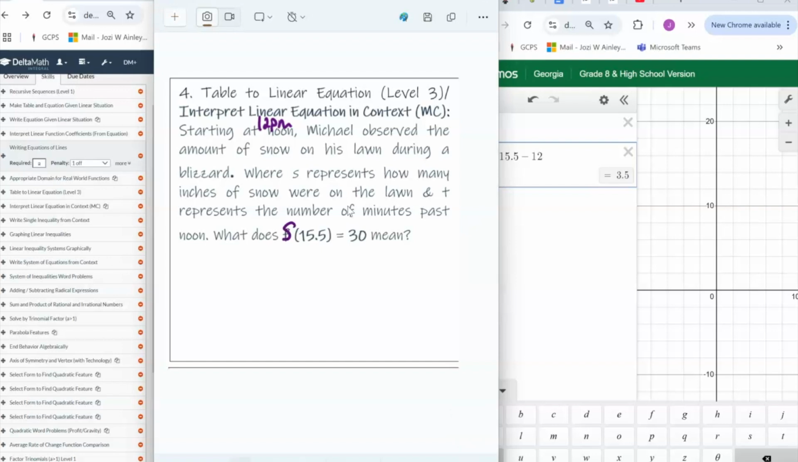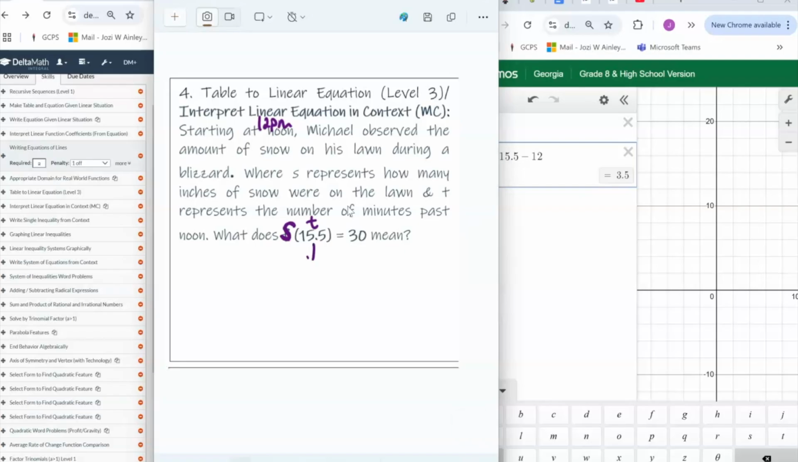So starting at 12 p.m., Michael's observing the amount of snow on his lawn during a blizzard, where S represents how many inches of snow are on his lawn. So this should have been an S, to be honest. I apologize for the typo. And T represents the number of minutes past noon. So this is going to be T. So what is S as a function of time? Okay. What does this mean?